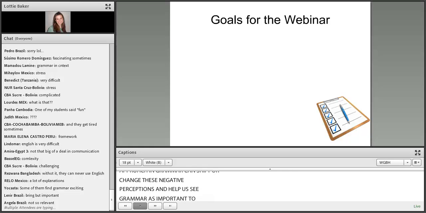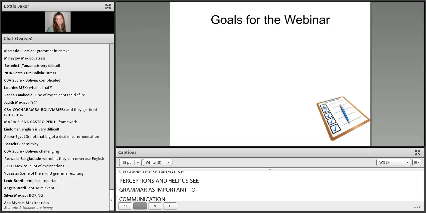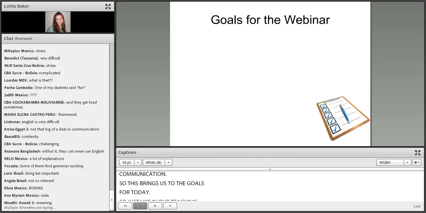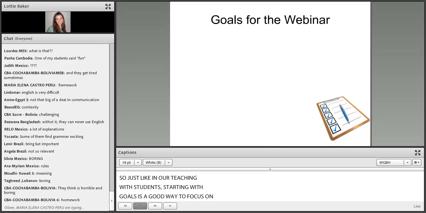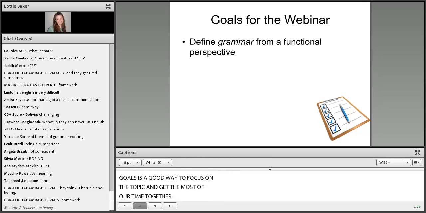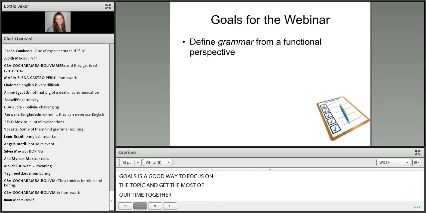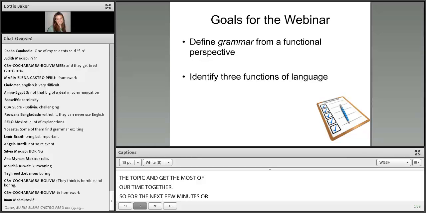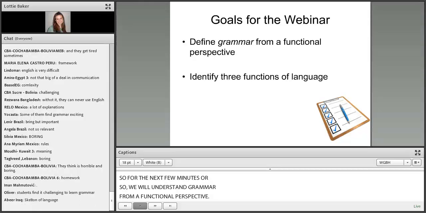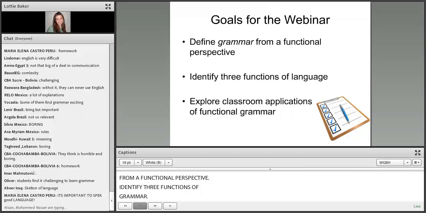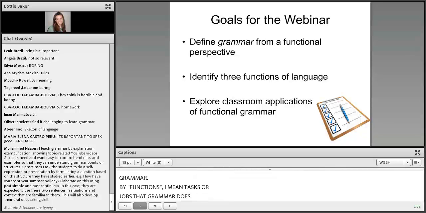So this brings us to the goals for today. Just like in our teaching with students, starting with goals is a good way to focus on the topic and get the most of our time together. So for the next few minutes or so, we will understand grammar from a functional perspective. We'll identify 3 functions of grammar. And by functions, I mean tasks or jobs that grammar does. And third, we will explore classroom applications of functional grammar.